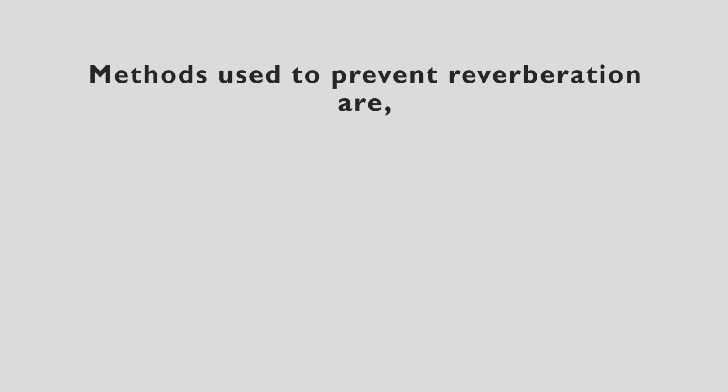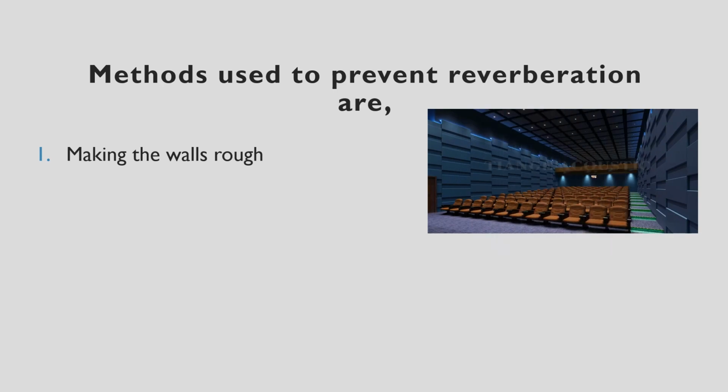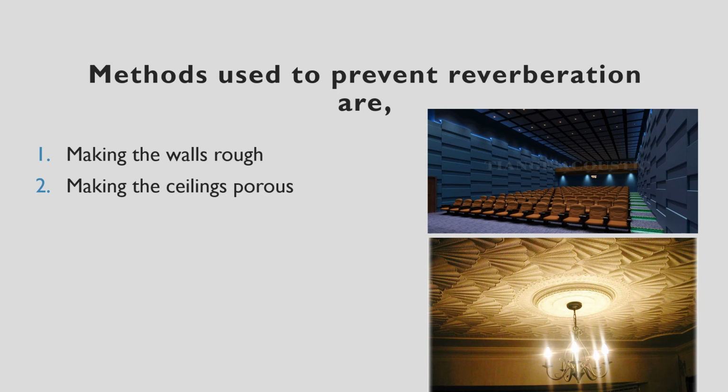So now let's see what are the methods used to prevent the process of reverberation in cinema halls and auditoriums. The first one is making the walls rough. So by making the walls rough, it increases the absorption of the sound waves by the walls. So as the sound waves are absorbed by the walls, the amount of sound that reflects reduces, and this helps prevent the reverberation. And also the ceilings of these halls are made porous. So this also prevents the reverberation.